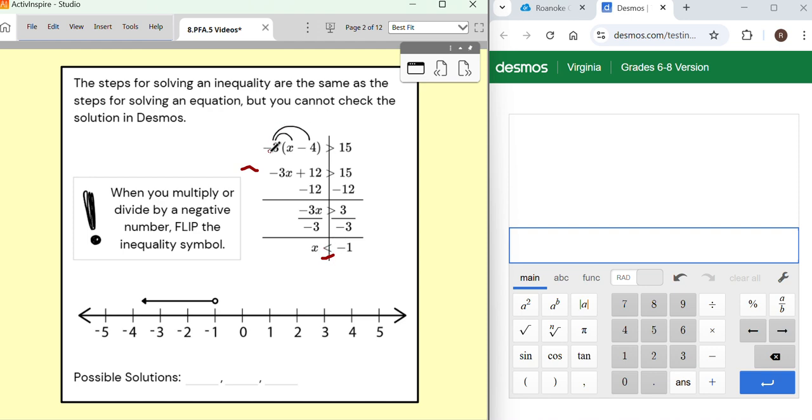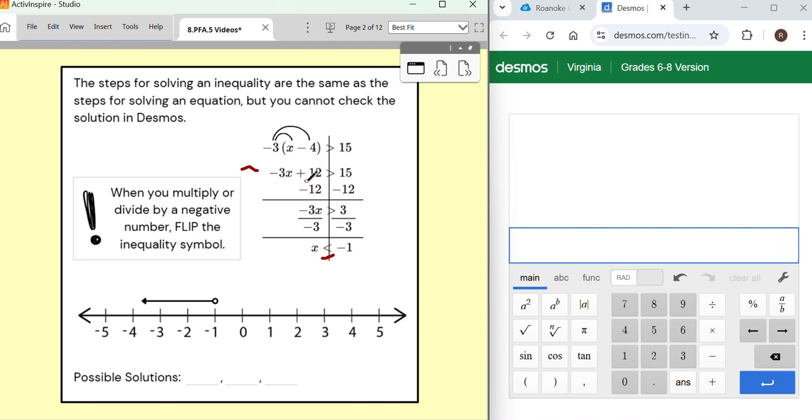Okay? So after you distribute, after you combine like terms if needed, after you move a variable from the right side to the left side, that's when I check to see, is the coefficient in front of the variable a negative? If so, you know in the end your inequality will have to flip. So let's go on with solving.